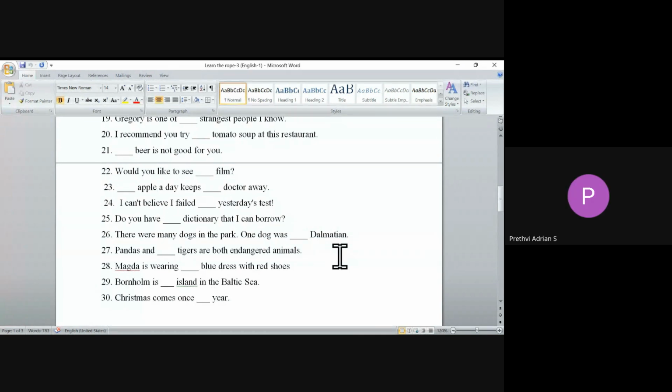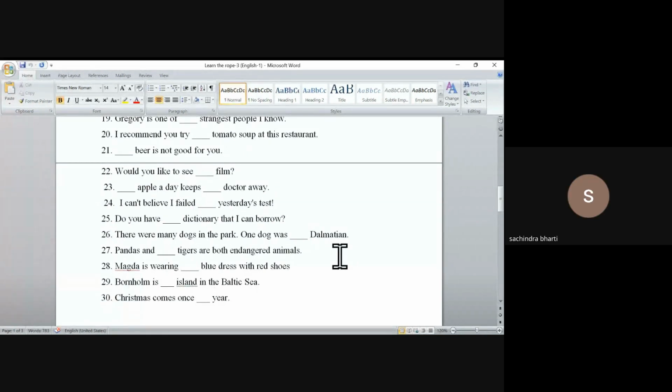Ma'am, can there be a situation where an is not required? Apple a day keeps doctor away. No, no. That has to be used in all contexts. An apple a day keeps doctor away. Okay. Right. Any other questions, anyone?